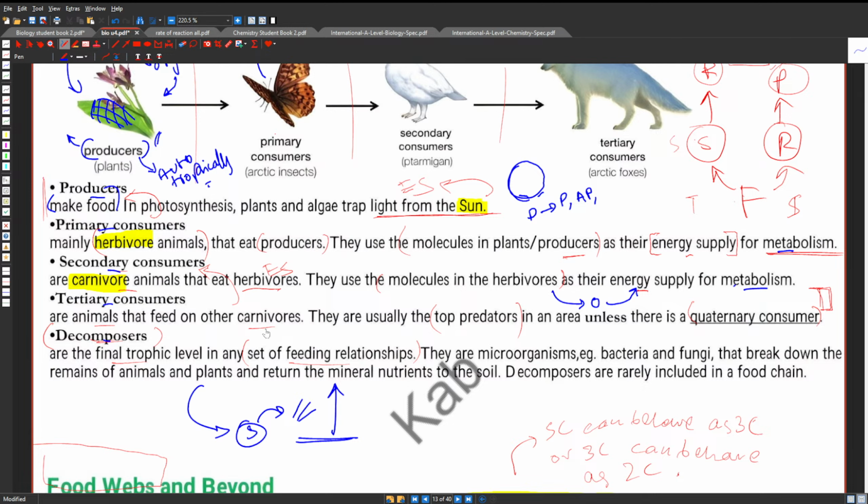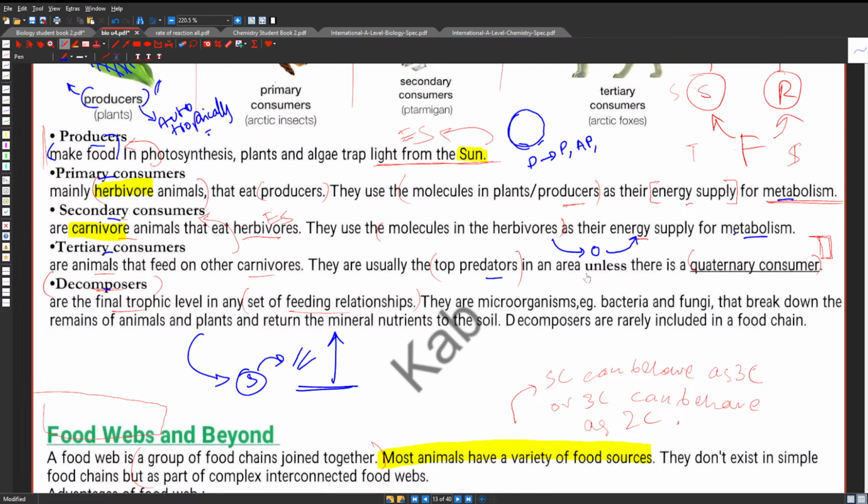Tertiary consumers feed on other carnivores or on other secondary consumers, which can be carnivores. Tertiary consumers, I'm pretty sure, can also eat other tertiary consumers. They're the top predators in the area, unless there's a quaternary consumer, which is essentially the same thing. Decomposers are the final trophic level in any set of feeding relationships.